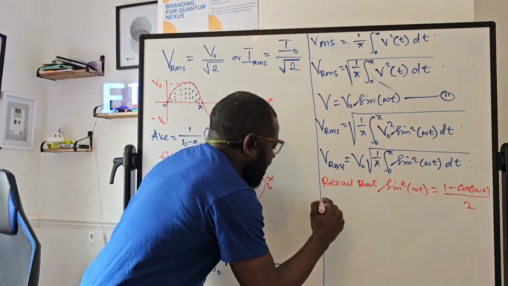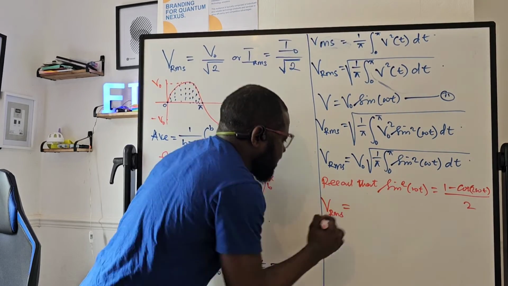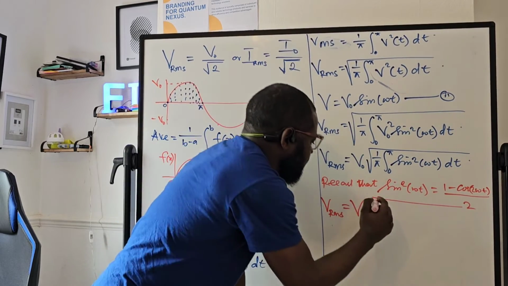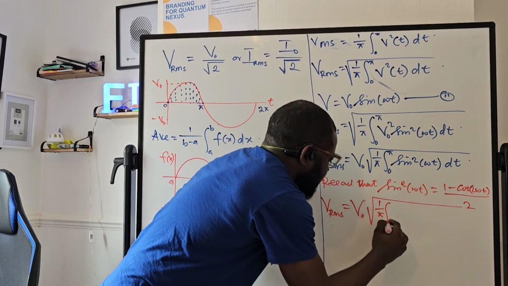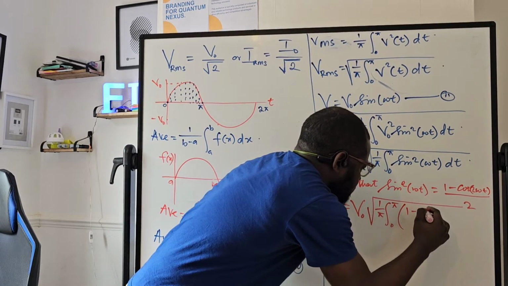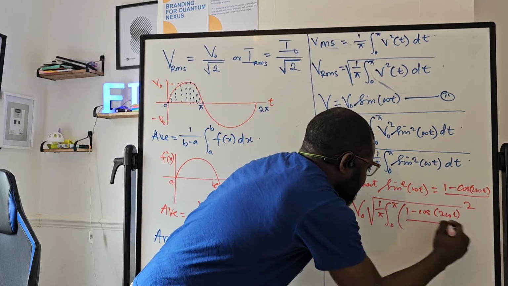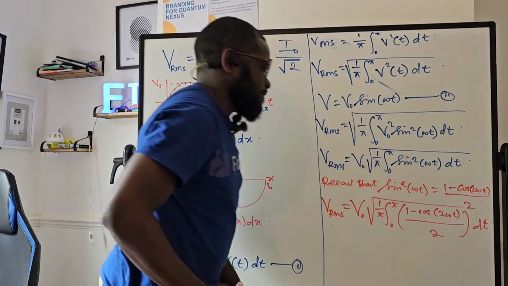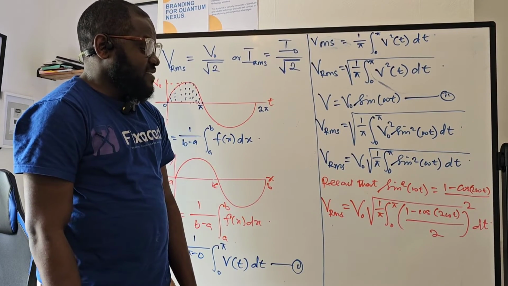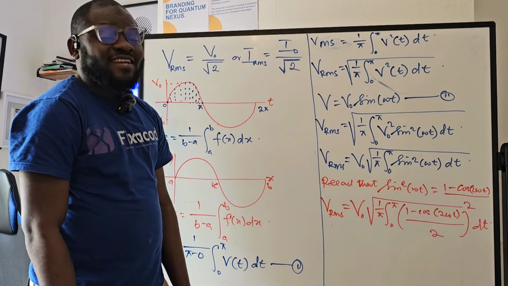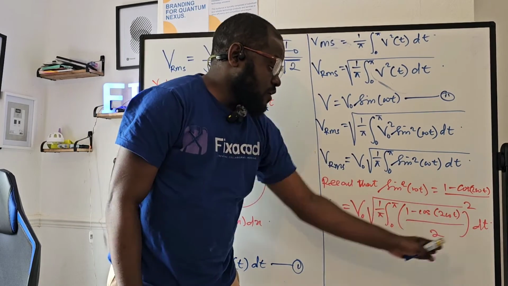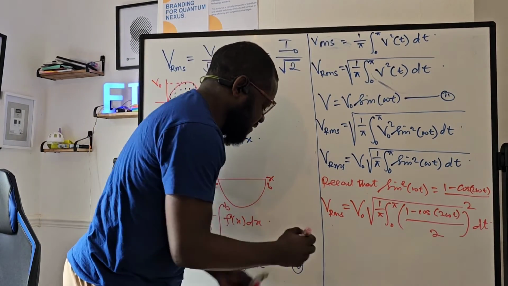So that makes us have that the root mean square voltage is equal to V naught, the square root of 1 over pi, the integral from 0 to pi of, in brackets, 1 minus cos 2 omega t, divided by 2, dt. Are we making sense? It's enjoyable, right? It makes sense, especially if you are doing it inside a book without explaining it to somebody. It looks like magic. All right, so let's distribute inside these brackets now so that we have something making sense to work with.